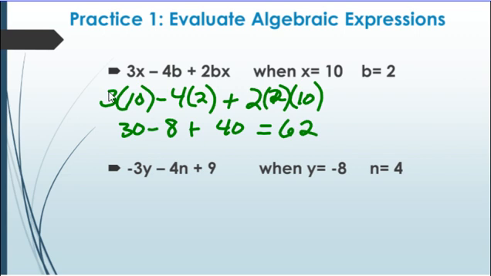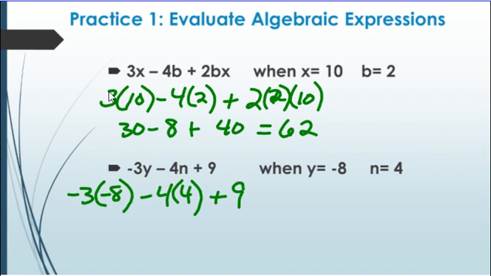Next example, negative 3 times y, which is negative 8, minus 4 times n, which is 4, plus 9. Negative 3 times negative 8 is positive 24, minus 4 times 4 is 16, plus 9. 24 minus 16 is 8, 8 plus 9 is 17.